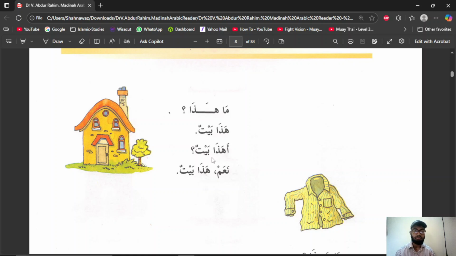Next we have a noun, baytun. Is this a house? So your answer is na'am. Na'am means yes. Hada baytun. Yes, this is a house.